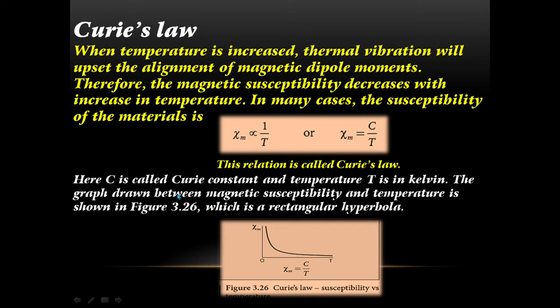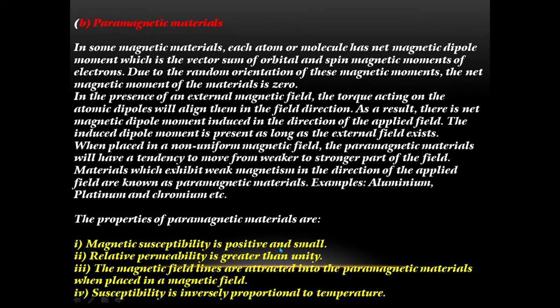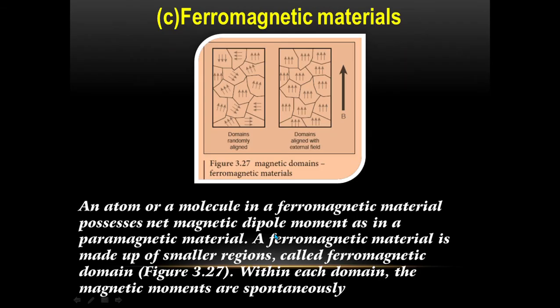The graph drawn between magnetic susceptibility and temperature is shown in the figure, which is a rectangular hyperbola. Here, this is the graph. When the temperature increases, susceptibility decreases. The next important material is ferromagnetic material.